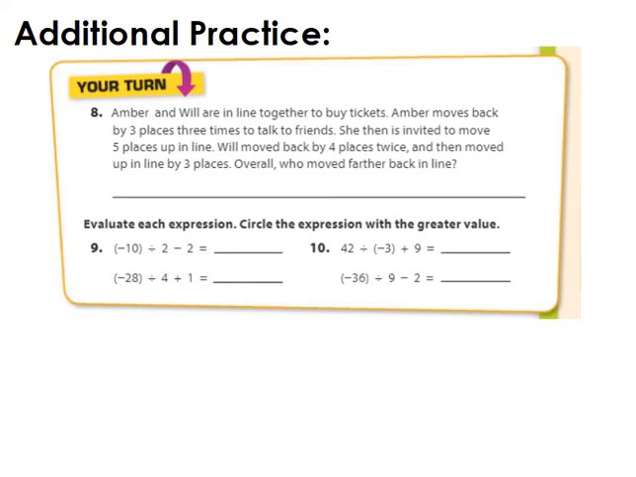All right, so going here, number 8, Amber and Will are in line together to buy tickets. Amber moves back by 3 places, 3 times. She is then invited to move. Oh, I know, it's kind of hard to see with that underline, huh? There we go. 3 times. And then is invited to move 5 places up in line.